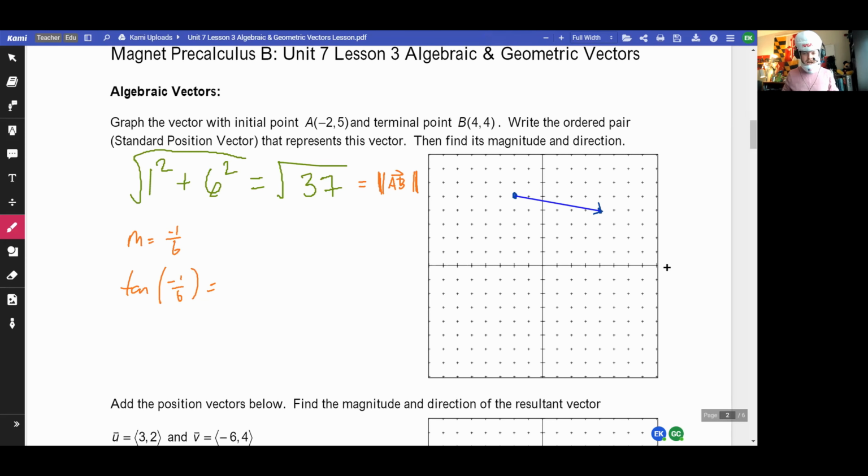I'm getting a wrong answer. I know why I'm getting the wrong answer. What am I doing wrong? Are you in degrees or radians?